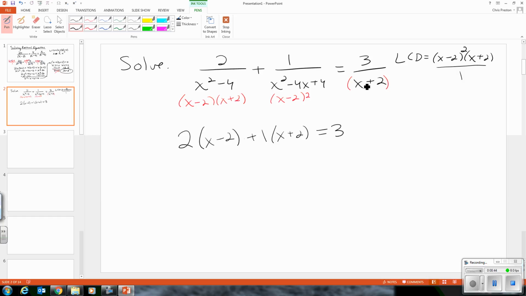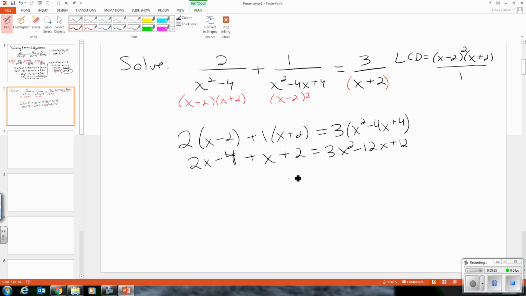Equals 3 times, in this case, the x plus 2 cancels out, and I'm going to get both x minus 2's there. So I'm actually going to write x squared minus 4x plus 4 just to save myself a step to distribute, since I already know that's what that is multiplied out. But the part I've already got on the bottom is going to cancel out here, and I'm going to be left over with whatever I have. So 2x minus 4, plus x plus 2 equals 3x squared minus 12x plus 12.